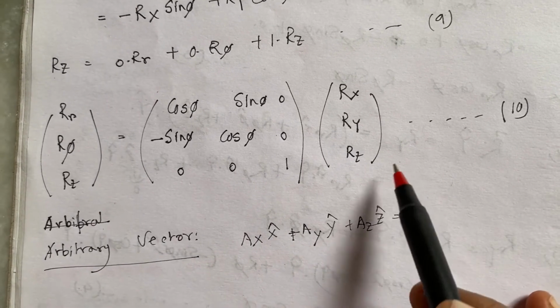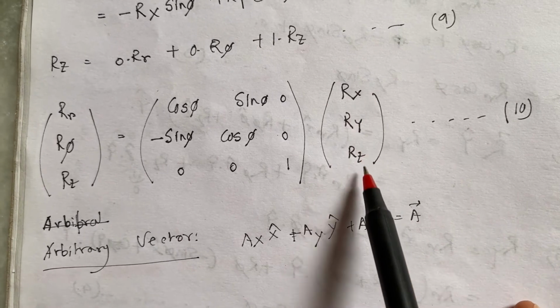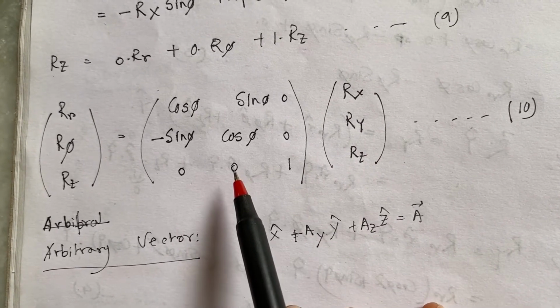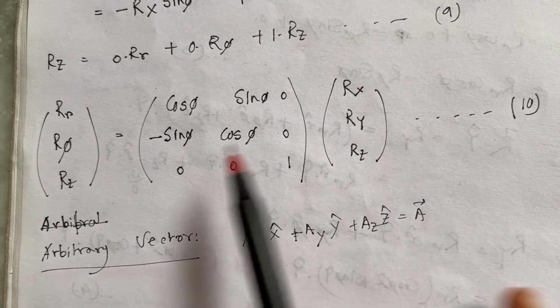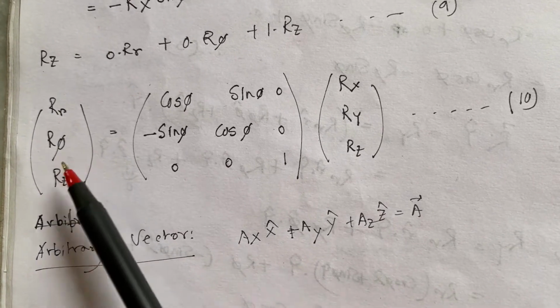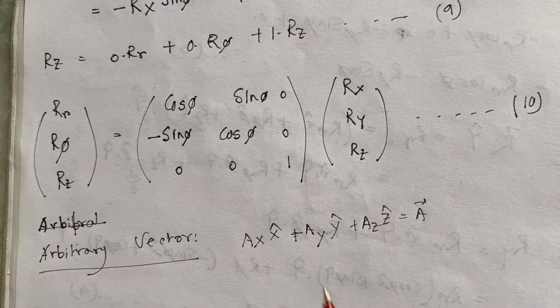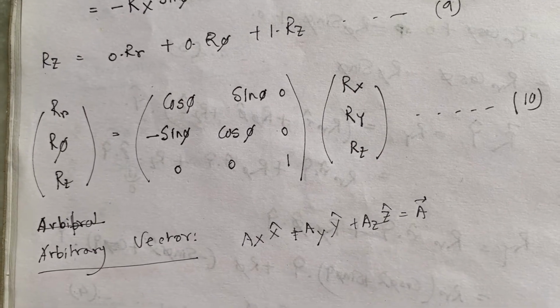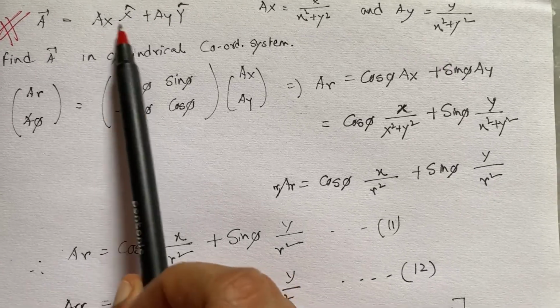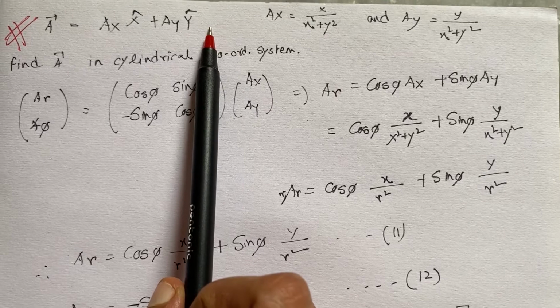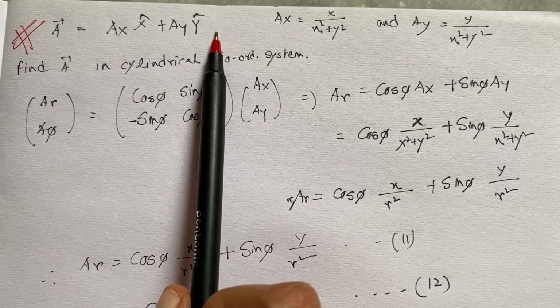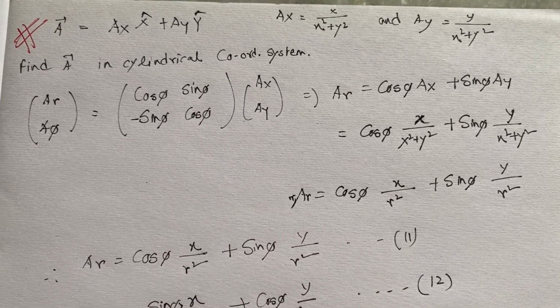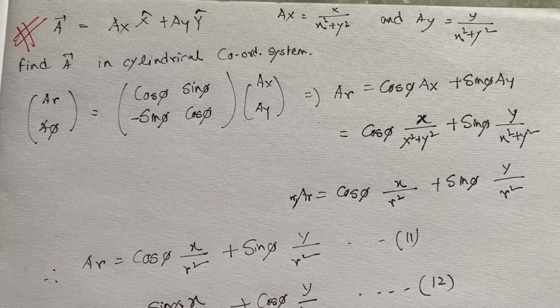If I know the components in the rectangular Cartesian coordinate system, using this matrix I will obtain the components in cylindrical coordinate system. Now I will take an arbitrary vector. For the time being I am taking 2 dimensions only. I have restricted myself to 2 dimensions because z components are the same along Cartesian and cylindrical coordinate systems.